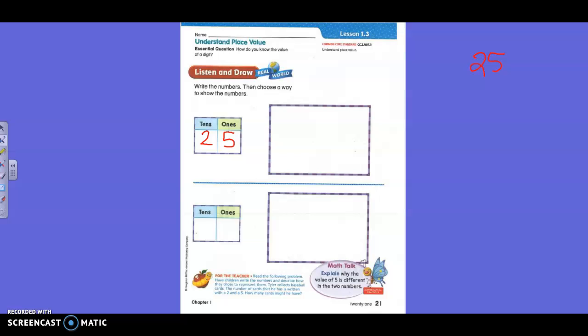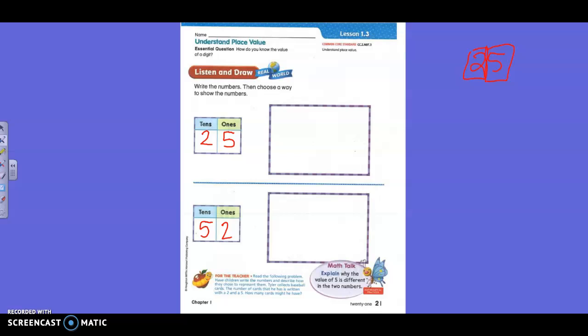Or what's the other number? It says that it has to have a 2 and a 5, but does it say that the 2 has to go first? So if you switch those around, it would be 52. Put that in this one. It would be 52, right? Okay.